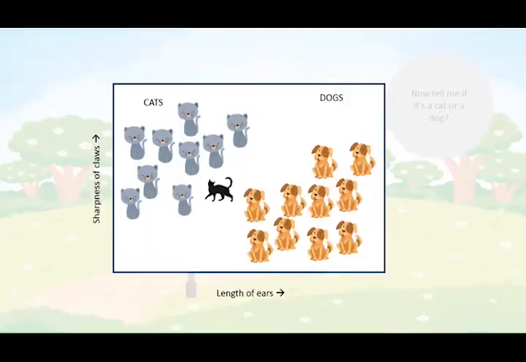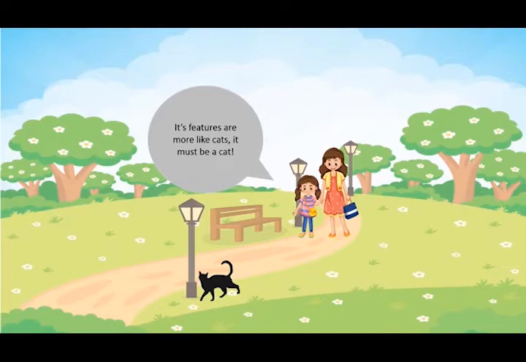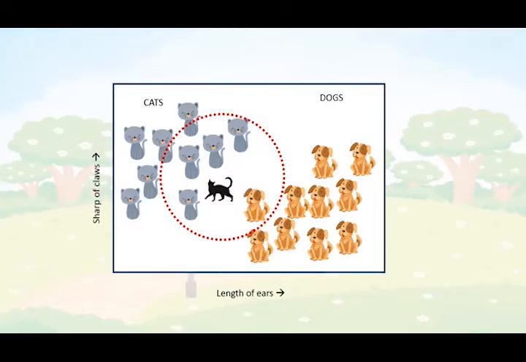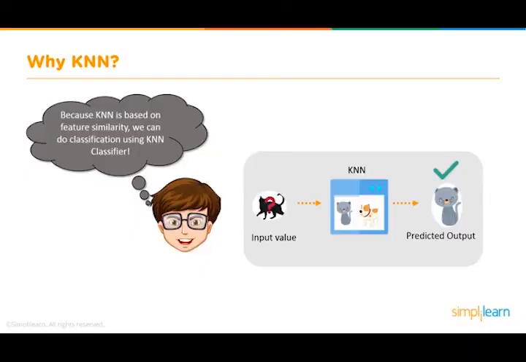So if we look at the sharpness of the claws and the length of the ears, we can see that the cat has smaller ears and sharper claws than the other animals. Its features are more like cats. It must be a cat. Sharp claws, length of ears, and it goes in the cat group. Because KNN is based on feature similarity, we can do classification using a KNN classifier. So we have our input value, the picture of the black cat. It goes into our trained model, and it predicts that this is a cat coming out.